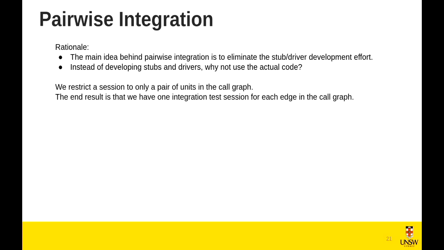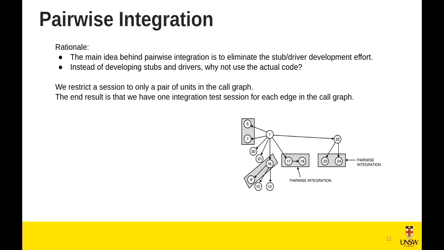And because we are also interested in testing the interactions, we have to test multiple related components together at one time. So in this case, we restrict the integration session to only a pair of units in the call graph. And this is an example of pairwise integration. You can see that we can pair the nodes up to check whether there are some interaction errors between these pairs.